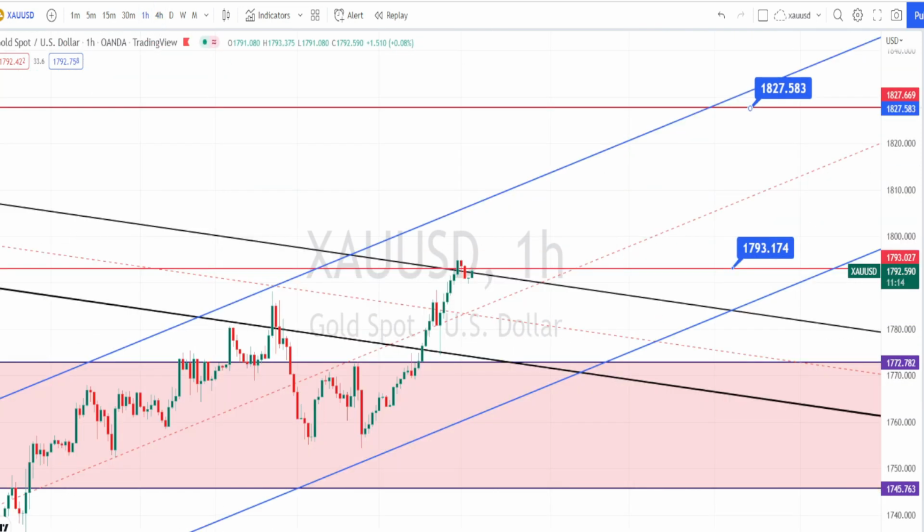I am in hourly time frame now. When we analyze the price action in hourly time frame, again the price action is trying to break the higher time frame resistance level of 1793.